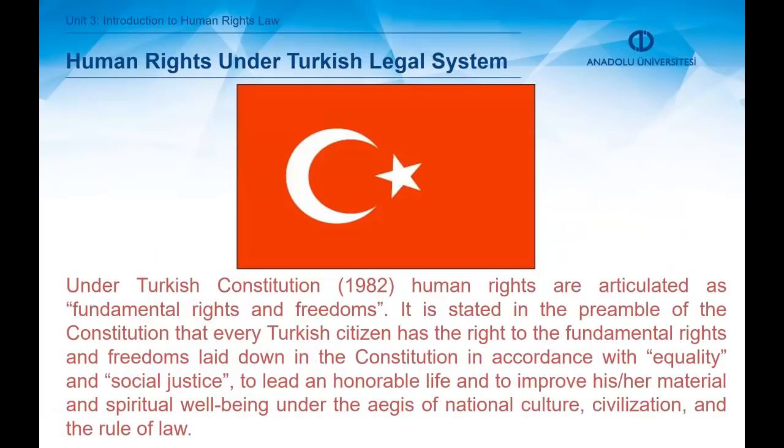Human rights under the Turkish legal system. Under the Turkish Constitution of 1982, human rights are articulated as fundamental rights and freedoms. It's stated in the preamble of the Constitution that every Turkish citizen has the right to the fundamental rights and freedoms laid down in the Constitution in accordance with equality and social justice, to lead an honorable life and improve his or her material and spiritual well-being under the aegis of national culture, civilization, and the rule of law.